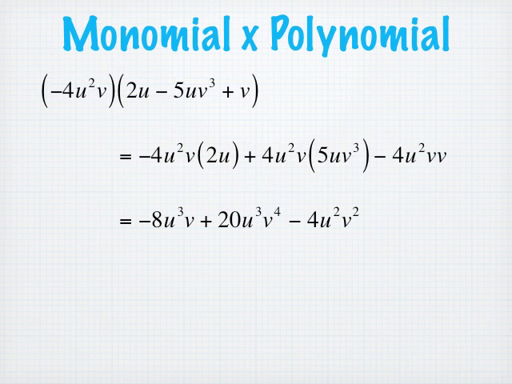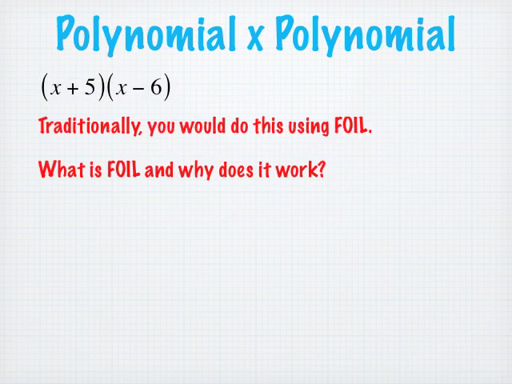And then for the last term, my 4u squared is the same. V times v gives me a v squared. So if you have a monomial times a polynomial, you're just distributing and then using your exponent rules. Stuff that you should be pretty familiar with. Okay, let's go on to polynomial times polynomial.